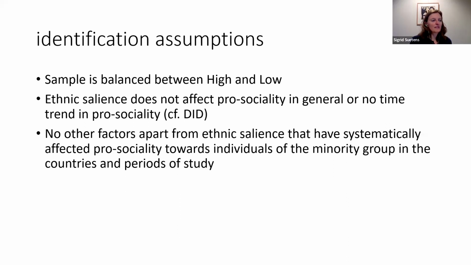The second point is that ethnic salience does not affect pro-sociality in general, or there's no specific time trend in pro-sociality. And here we can do a lot, because we also know how pro-sociality towards majority vulnerable participants evolves over time, or in response to ethnic salience. So what we're ultimately going to focus on is the diff in diff effect: are minority participants affected differently than majority participants? And third, there are no other factors apart from ethnic salience that have systematically affected pro-sociality towards individuals of the minority group in these countries and in these periods of study.